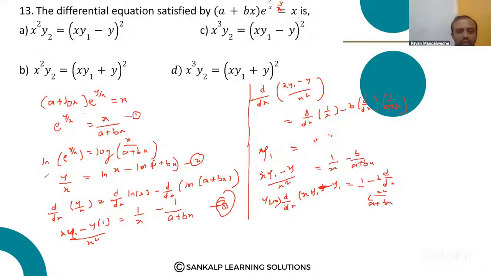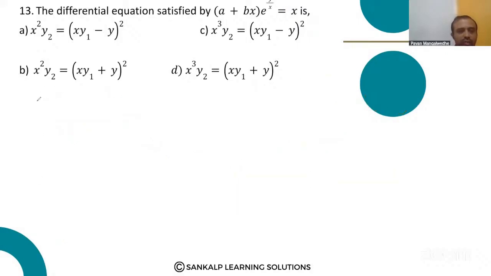So now further resolving this, that is xy2 plus xy1 minus y1 is equal to 1 minus b into d by dx of x square by a plus bx. So this can be written as xy2, which is equal to 1 minus b into a plus bx into 2x.